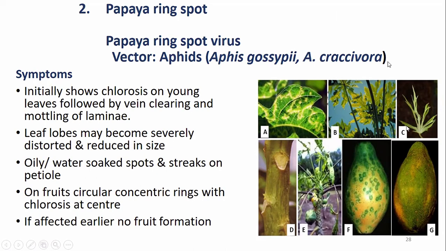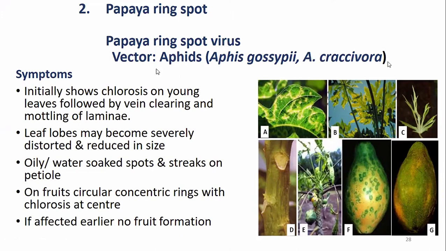Here in picture C, you can see reduced laminae and oily, water-soaked spots on the petiole. On fruit, there are circular concentric rings with chlorosis at the center. Here in the picture, you can see the circular concentric rings on papaya fruit. If papaya ring spot virus affects the plant early, fruit formation is affected.